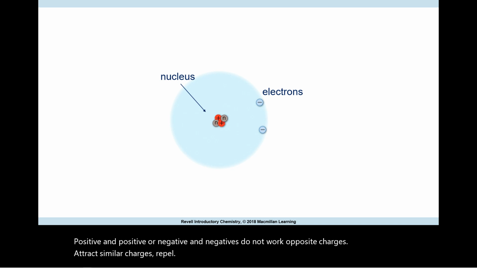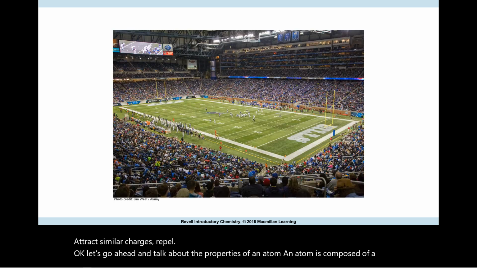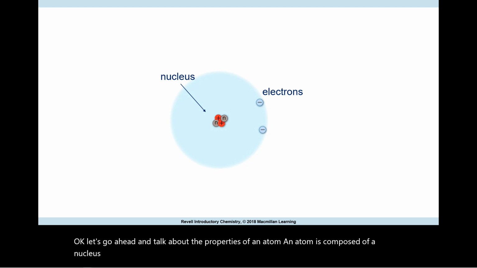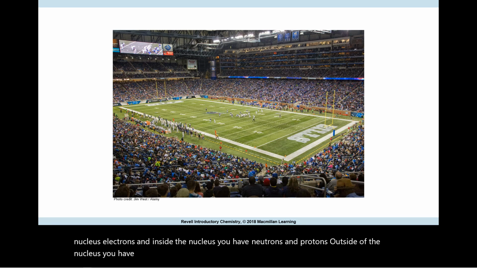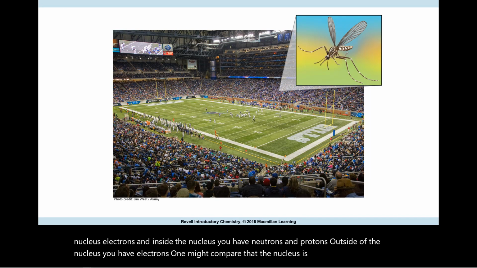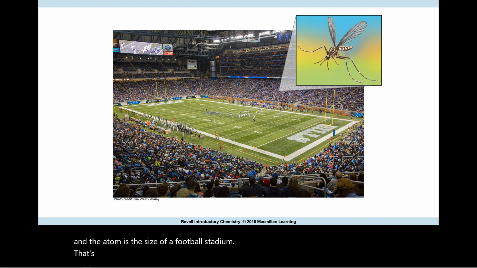Okay, let's go ahead and talk about the properties of an atom. An atom is composed of a nucleus and electrons, and inside the nucleus you have neutrons and protons. Outside of the nucleus you have electrons. One might compare that the nucleus is the size of a mosquito and the atom is the size of a football stadium. That's how small the nucleus is that's inside of this super tiny atom.